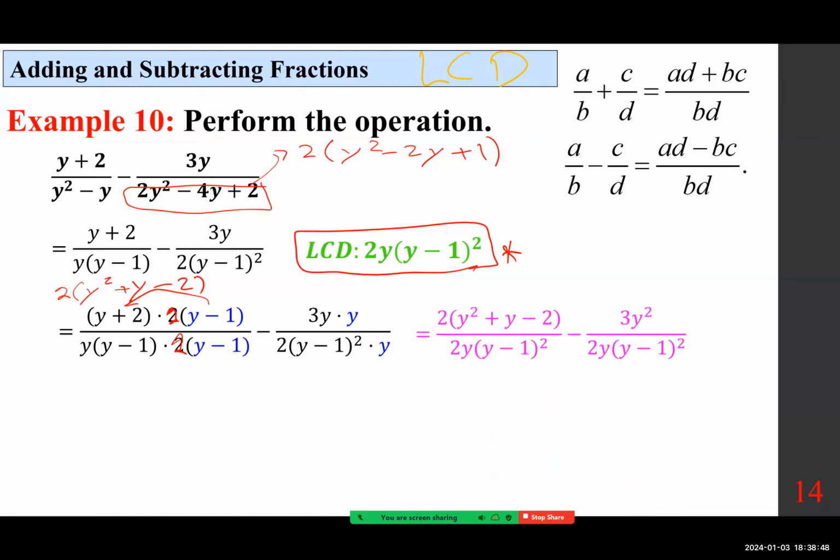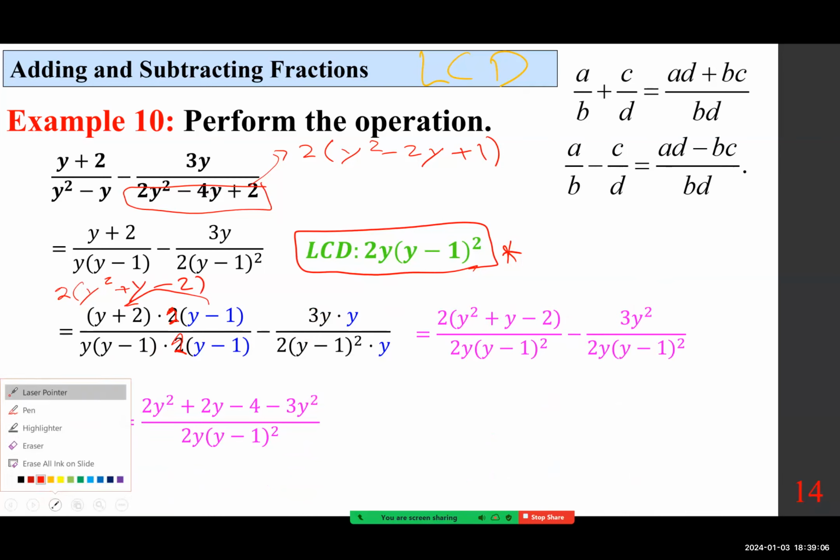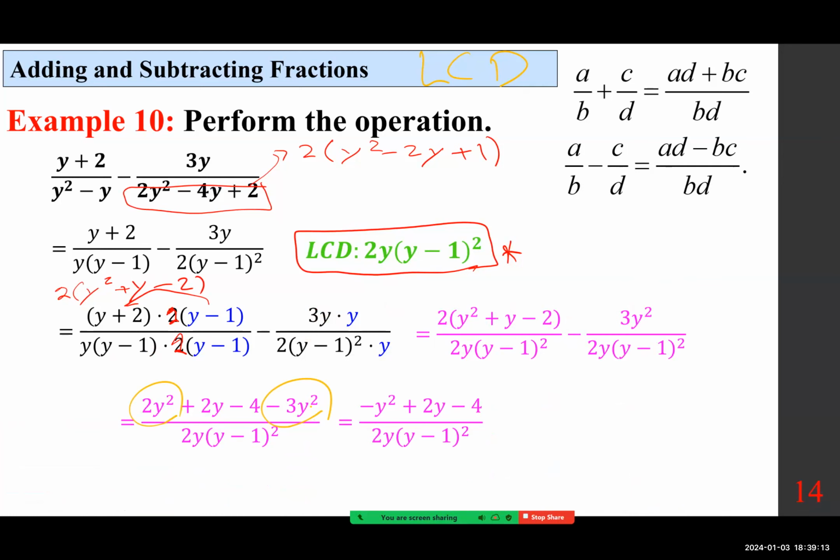So to put them together, simply this one is 3y squared. So 2 times y squared is 2y squared plus 2y minus 4, and we just write this with the negative in front of it. This negative gives this. So combine this 2 into negative y squared, and this can't be factored. Okay, and this must be 4 or negative 4.